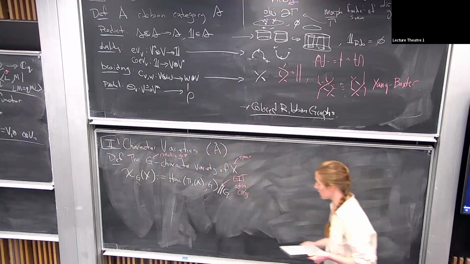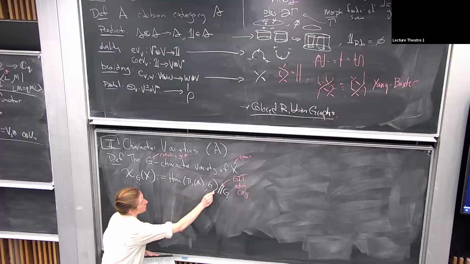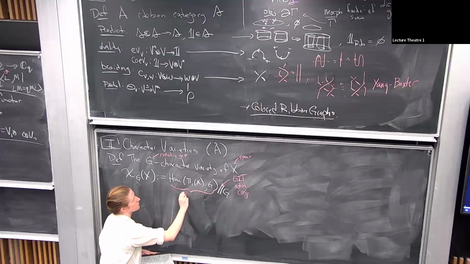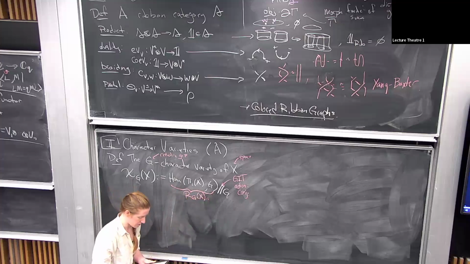Sorry, I also want to introduce a little notation. So I have this quotient. Before I take a quotient, I have this space. I'm going to call this R_G of X. It comes up in the topology.